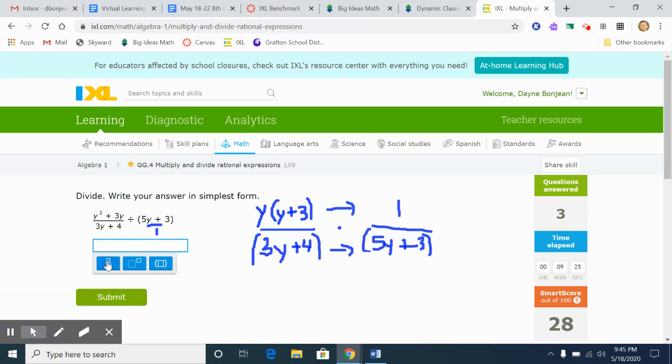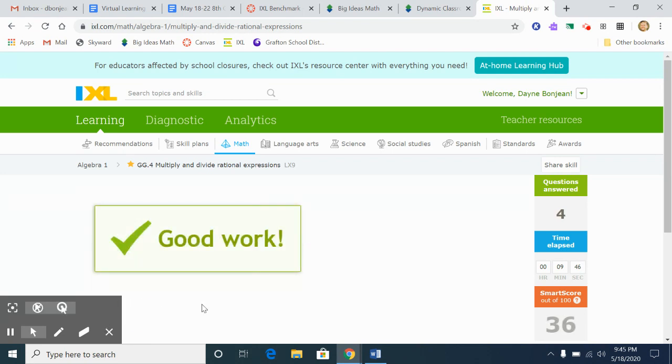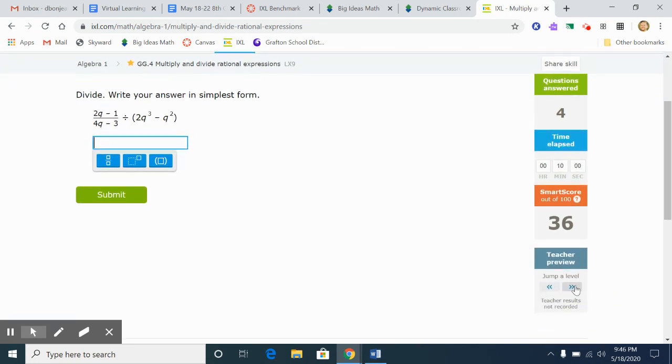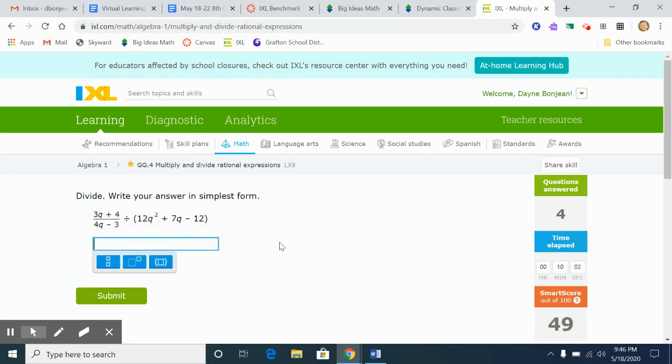So my answer on top would be y, and then y plus 3 inside of parentheses, and on the bottom, I'm just putting these two expressions inside of parentheses next to each other. So 3y plus 4 and 5y plus 3, and boom. All right. I think we kind of get the point. So what I'm going to do is I'm going to skip to one where it is what I wanted to talk about, which is right here.